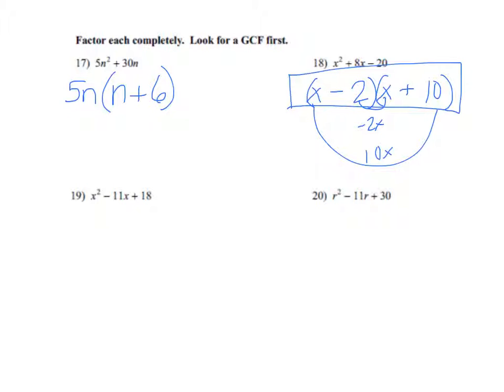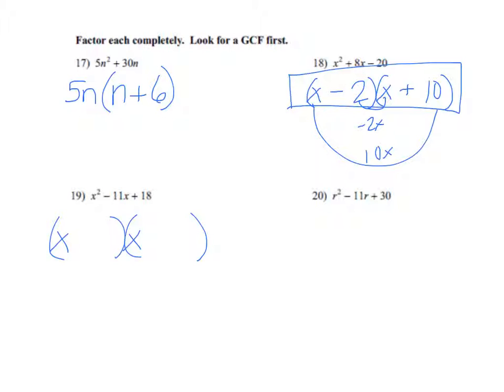Okay, let's try again. Number 19, there's no GCF. So we'll have an x and an x. And then we're looking at factors of 18. This time it's a positive 18, so our signs will have to be the same. And we'll want those two, whatever factors we pick, to add up to 11.